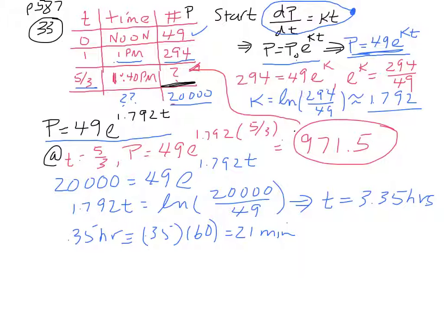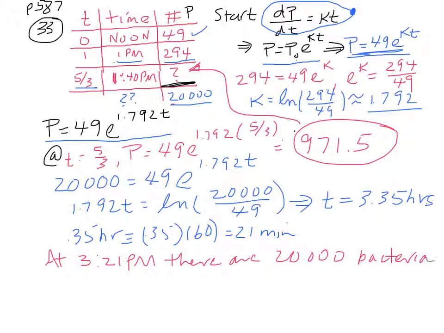So our conclusion is this: at 3:21 p.m. there are 20,000 bacteria. And that is our conclusion.